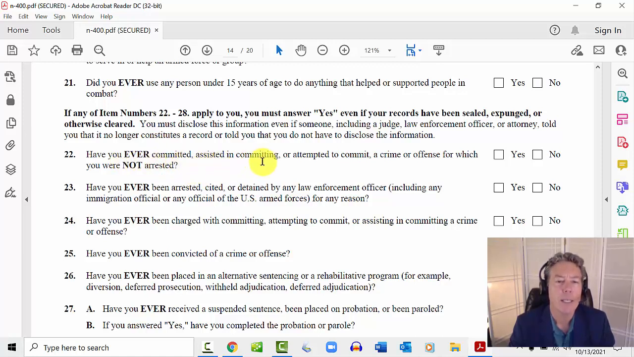Have you ever committed, assisted in committing, or attempted to commit a crime or offense for which you were not arrested? Okay, so here is a big thing around smoking marijuana, because in Colorado and a lot of states, smoking marijuana is legal, but it's still listed as a controlled substance under the federal guidelines. So from the federal point of view, smoking marijuana is possession of a controlled substance, because you're taking it in, you're possessing it.